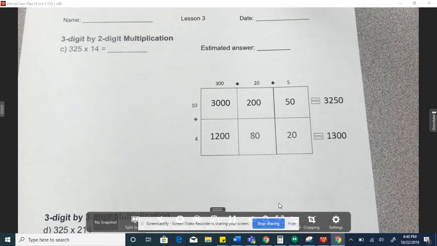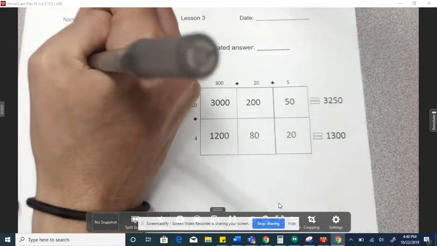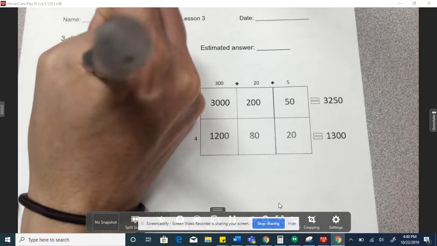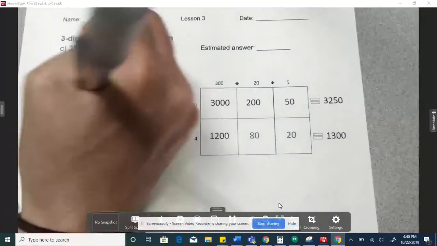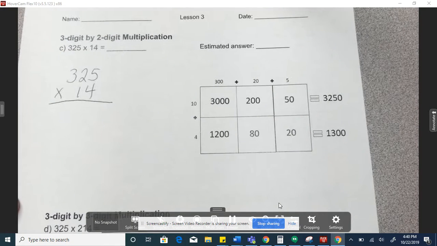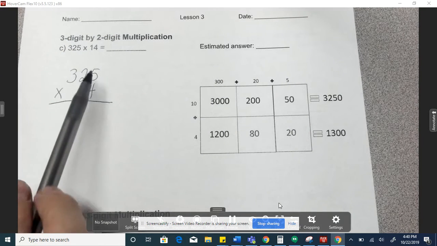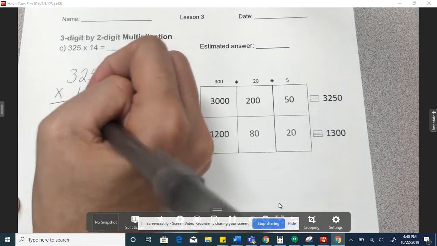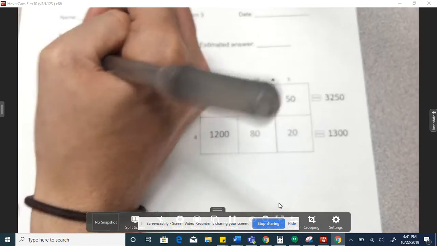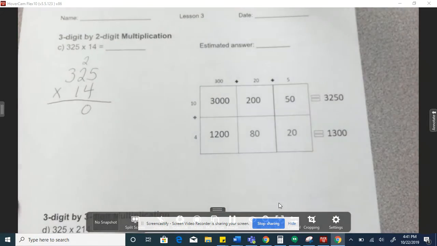All right, now we're going to multiply a 3-digit by 2-digit number. We're going to start by writing 325 times 14, one on top of the other. So let's see. 4 times 5 is 20. So I put a 0 in the ones place, carry the 2 to the tens place.